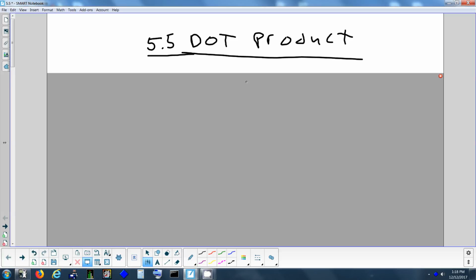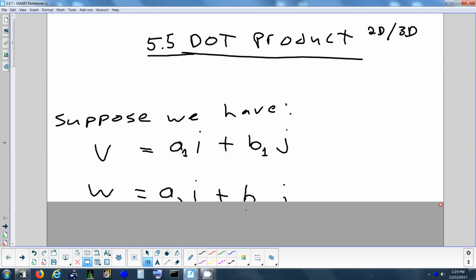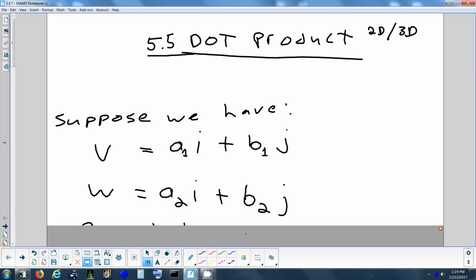Dot product, cross product. One of them you can do in 2D and 3D. This works in both. Cross product only works in 3D. So we can't look at that one yet because we haven't done anything in 3D. Okay? Okay, so suppose we had 2 vectors. I'm going to show you the formula for the dot product.